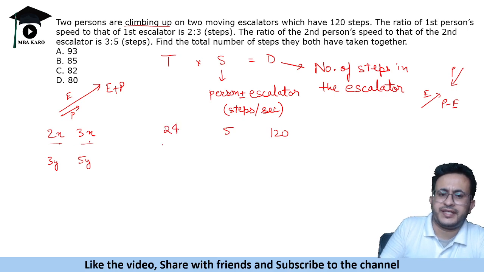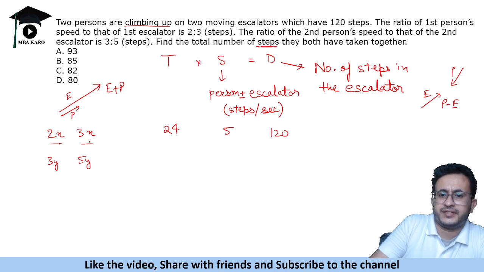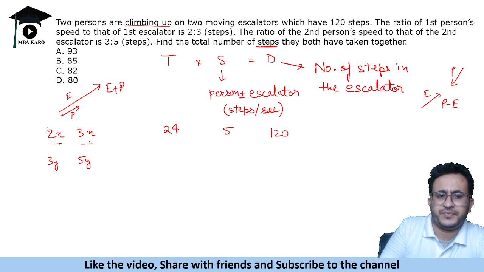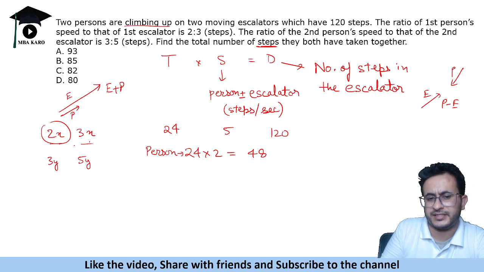Okay, in the second case, now this is the time taken, 24. Now how many steps? The distance is the number of steps. So this person's speed is 2, and he is moving for 24 seconds. So how many steps did the person take? The person took 48 steps, right? That is the number of steps by the person. The remaining steps are taken by the escalator.